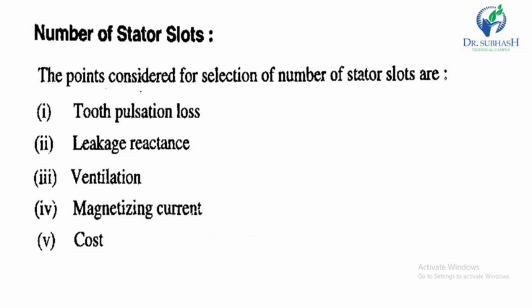So in this lecture we study some advantages and disadvantages of a higher number of slots, and then we are going to discuss some factors affecting the number of slots, like tooth pulsation losses, leakage reactance, ventilation, magnetizing current, and cost, briefly. So now some advantages of a higher number of slots are reduced leakage reactance, reduced tooth pulsation losses, a higher overload capacity.